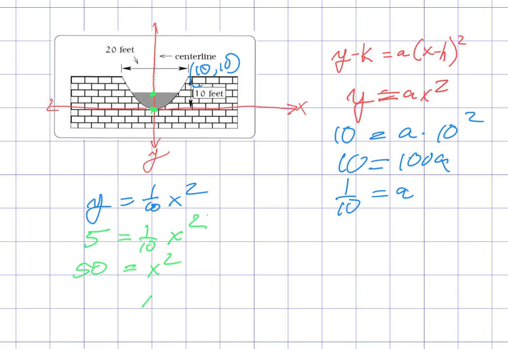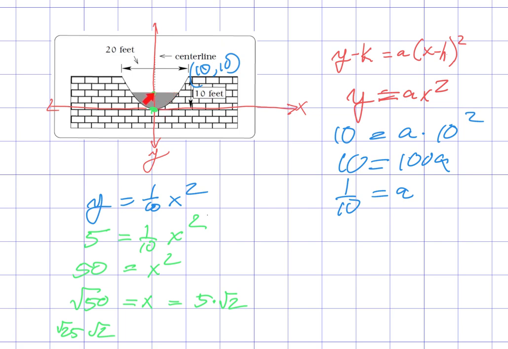Take the square root, x equals the square root of 50, which, remember, is the square root of 25 times the square root of 2. X is going to equal 5 square root of 2. But that is the x coordinate right here at that point, 5 root 2 over, 5 feet up, that's that point.